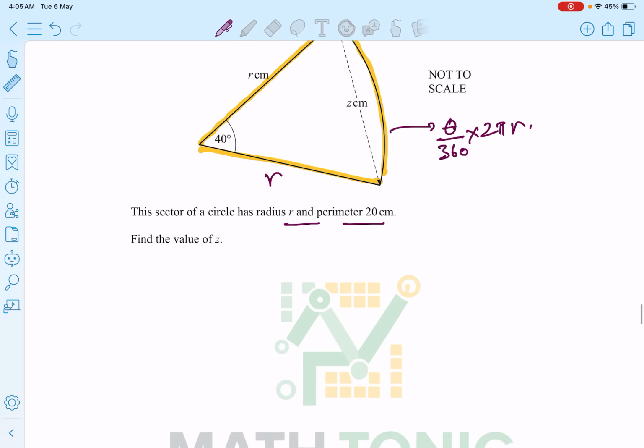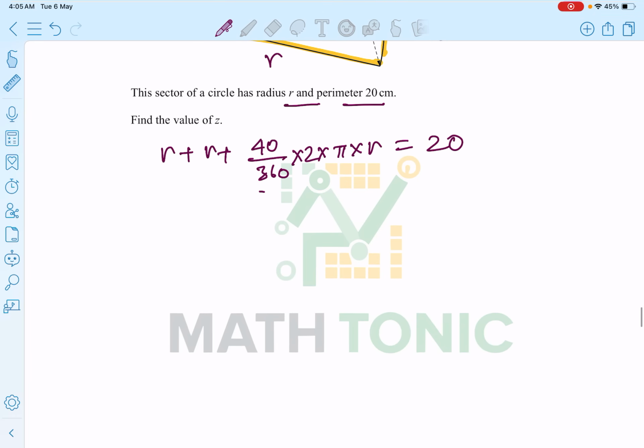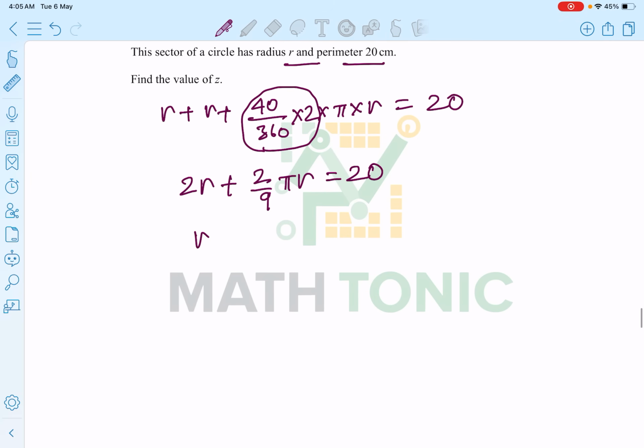Now, as per the question, r plus theta, let me write down this one. Angle is given: 40 over 360 times 2 times pi times r equals 20. By rearranging we can get the value of r. 40 times 2 over 360, when you put the value in the calculator, this is 2r plus 2 over 9 pi r, that equals 20. What common can I take? We can take r common: r times (2 plus 2 over 9 pi) equals 20, right?